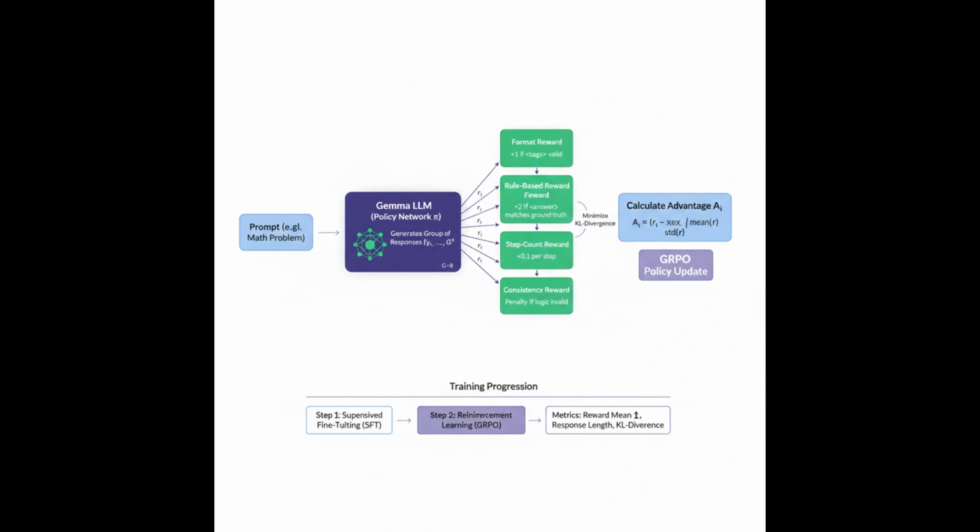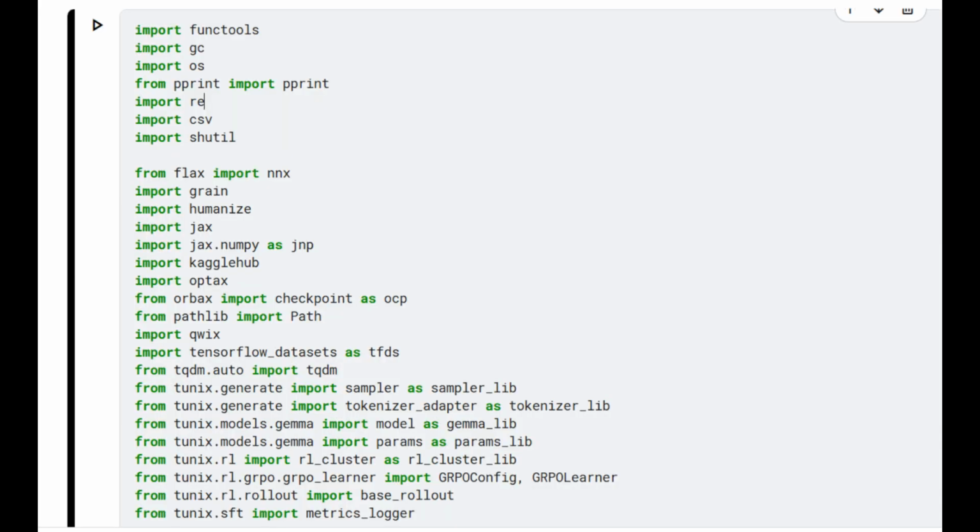Firstly, the problem is that most LLMs do not show their reasoning traces. So we're trying to show the reasoning traces by using reinforcement learning through GRPO, which is group relative optimization, a principle of fine-tuning LLMs. So here are some of the libraries that we are going to use.